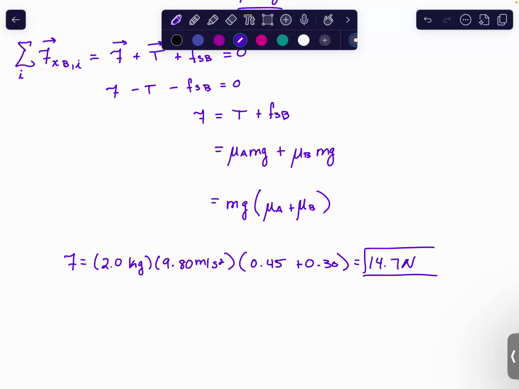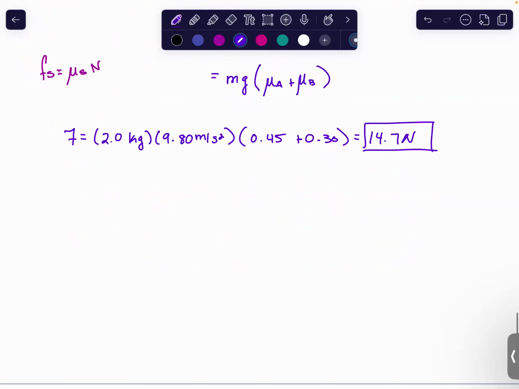So the force that you calculate is 14.7 newtons. So then anything beyond 14.7 newtons is going to start this system of two blocks moving, because we used the equation for maximum static friction force for our calculation.